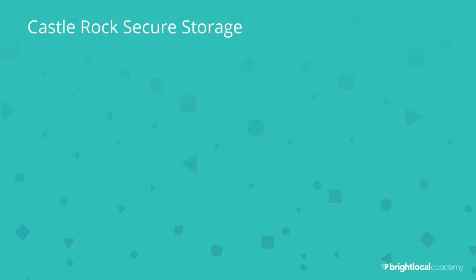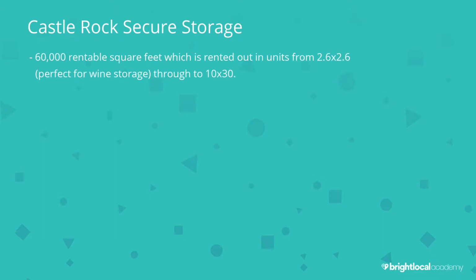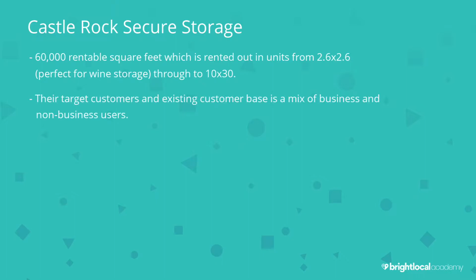Let's take the example of Castle Rock Secure Storage, a fictional self-storage facility located in Castle Rock, Denver. Castle Rock Secure Storage has 60,000 rentable square feet, which is rented out in units from 2.6 by 2.6, perfect for wine storage, through to 10 by 30 metre. Their target customers and existing customer base is a mix of business and non-business users, and these are generally people experiencing the 4 Ds in life: dislocation, downsizing, divorce and death.